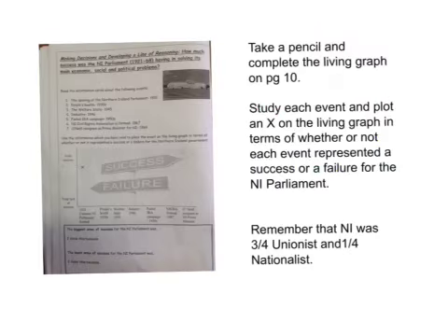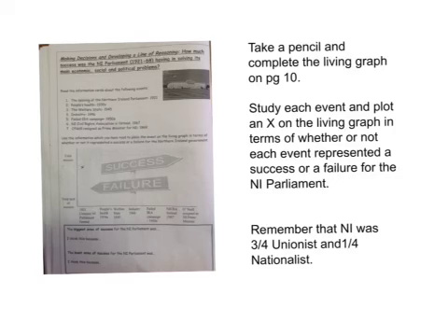In this next task, you're going to study 7 events which you've already looked at on page 9. And what you'll be asked to do is to plot on the living graph whether each event was a success or a failure for the Northern Ireland Parliament. An example has been completed for you. The example is that in 1921 the Unionist Northern Ireland Parliament was formed. This has been plotted 3/4 of the way up towards total success.